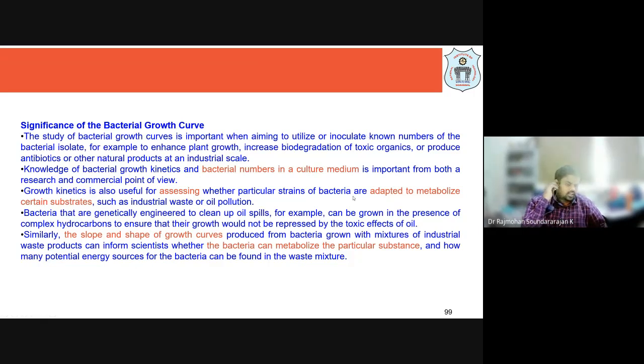Okay, so these growth kinetics are useful for assessing whether a particular strain of bacteria is quickly adapting and metabolizing certain substrates, such as industrial waste or oil pollution, right? To know whether a particular bacteria is suitable for a given application, we take a sample of that situation, like petrochemical wastewater, pharmaceutical wastewater, milk wastewater, domestic wastewater, or hospital wastewater. We take a small sample of the water, introduce the cells and count their growth. That is what we can do at lab scale, right?